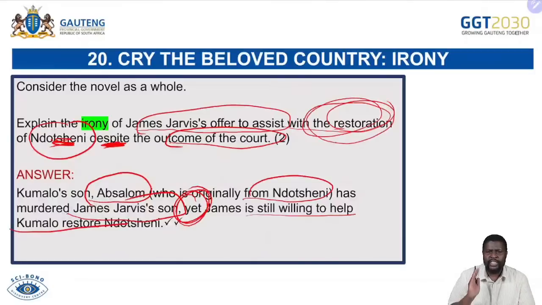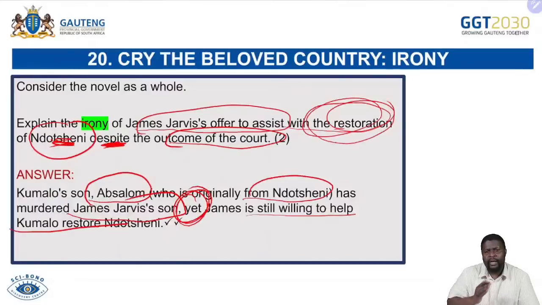When the opposite of what is expected happens. The father of what? Arthur Jarvis. Remember, he has just lost his son. His son died because of Absalom's actions. Do we expect him to be kind, to be compassionate towards the people of Ndotsheni? The answer is no. That is not what we expect. But is that what happens? The answer is that is not what happens.